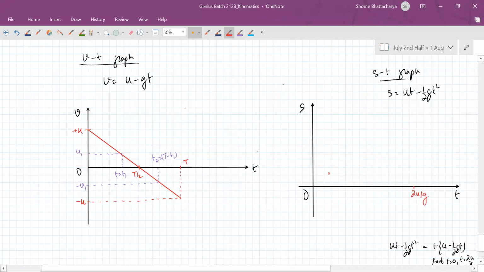Okay. And the graph should be, now obviously we will not take negative displacement, so we are not plotting the entire parabola. It will be like this. And obviously the vertex of the parabola, which is where the displacement is maximum, is at the midpoint. So if this is capital T, this is at, sorry, this is T by 2 or u by g, and this is where the displacement becomes maximum.